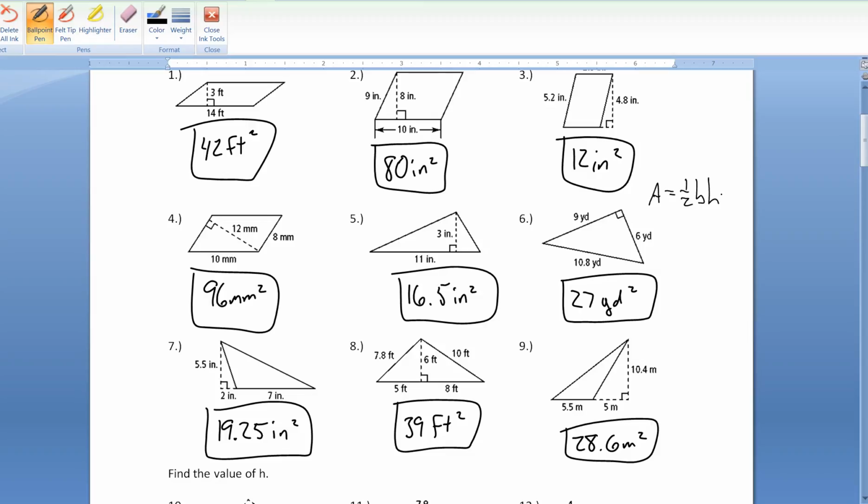Number 7, I use the 7 and the 5.5. The 2 just gets ignored. There's no reason for that. It's just there to distract you a little bit. The idea is you're trying to be tricked into doing something like you have to do for number 8. Number 8, the base is the 8 plus the 5. It's that entire bottom side, so you get the 13, and then times the 6, and then times the 1/2. And then number 9, same as number 7. The base is 5.5. The height is 10.4. You ignore the 5 that's in there. Okay?